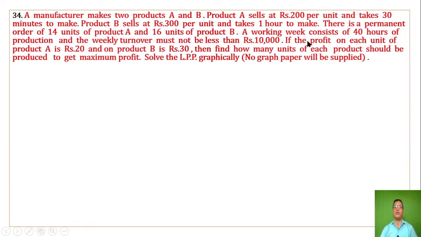A working week consists of 40 hours of production and the weekly turnover must not be less than rupees 10,000. If the profit on each unit of product A is rupees 20 and on product B is rupees 30, then find how many units of each product should be produced to get maximum profit. Solve the LPP graphically. No graph paper will be supplied.